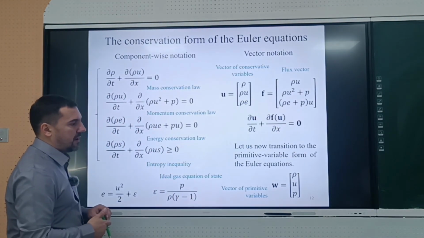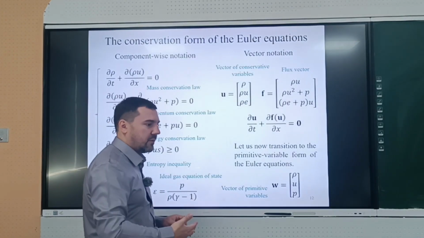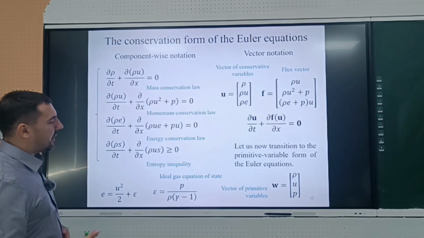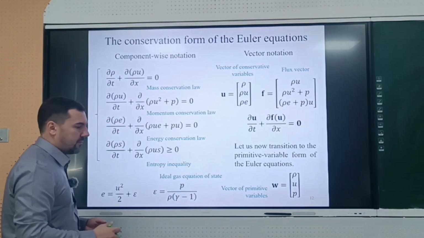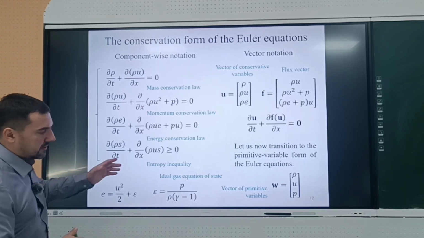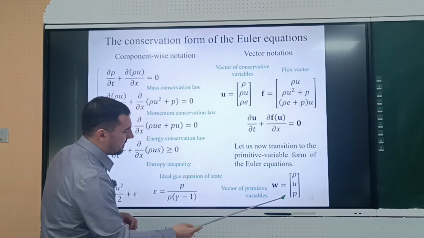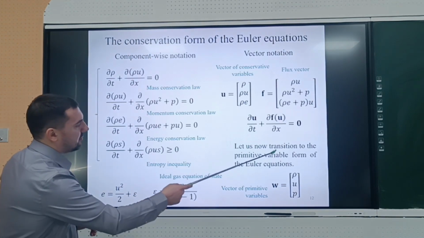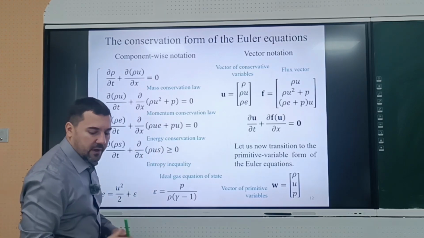A couple of lectures will be about the construction of high-order numerical methods, high-order monotonicity preserving numerical schemes for hyperbolic equations, and a number of methods. They use this primitive variables vector for reconstruction of the solution. So anyway, the representation of the equations using primitive variables is also important. So let us now transition to the primitive variables form of the Euler equations, starting from this equation. How can we do that?